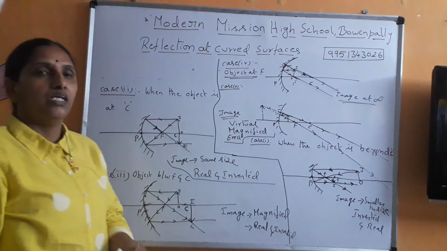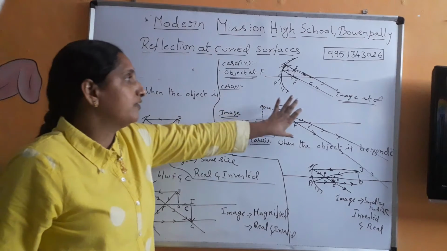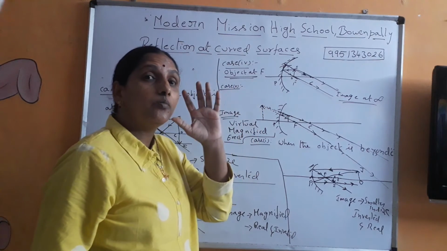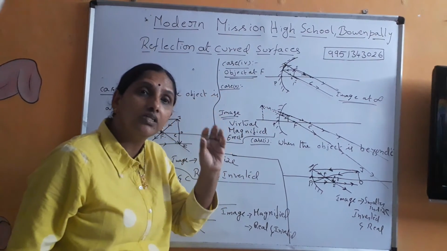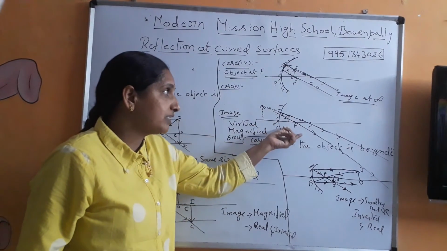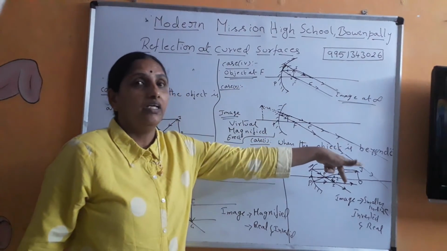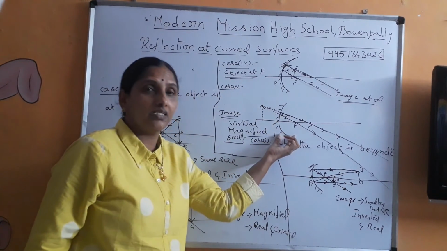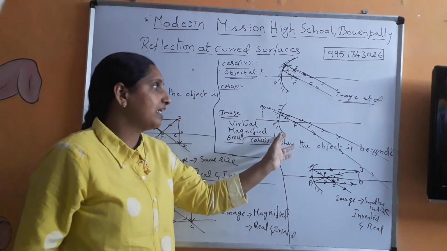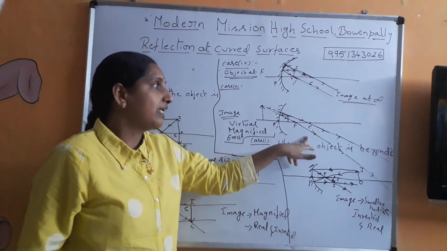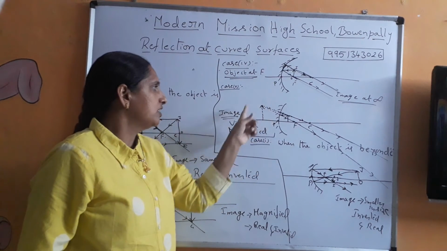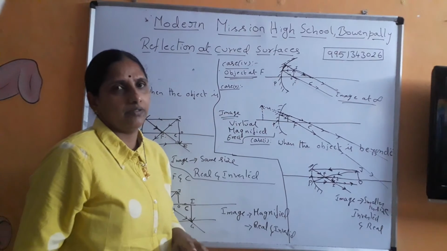This is the special case of the concave mirror. We already said the concave mirror is also called a converging mirror or convergent mirror. But here what is happening? The rays are getting diverged away. That means in this particular context, this concave mirror is behaving like a convex mirror, that means a diverging mirror. This is a very, very special case. The kind of image formed is a virtual, magnified and erect image.